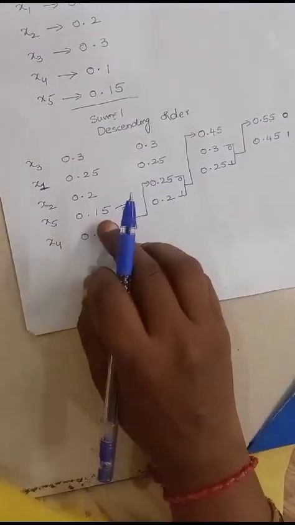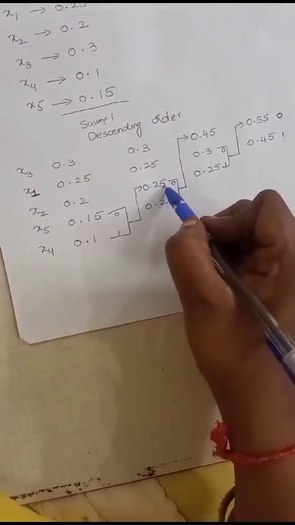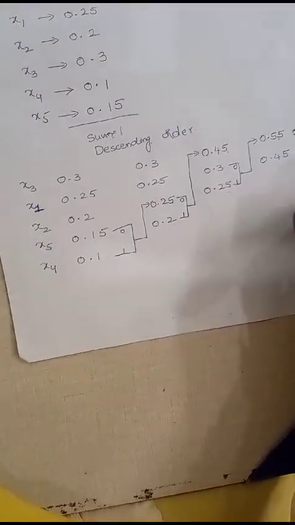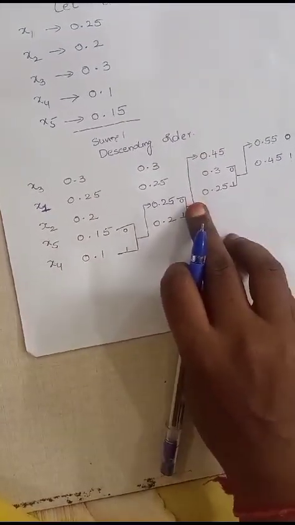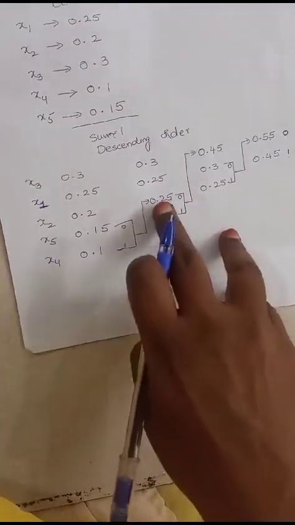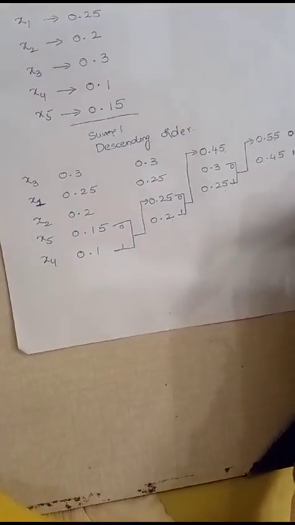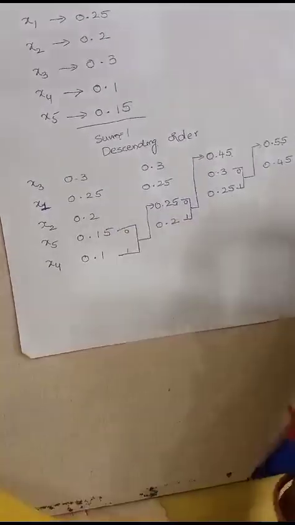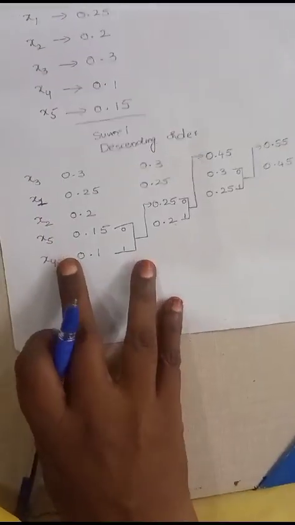Again 0.15, this 0.15 is contributing to 0.25, whereas this 0.25 is contributing to 0.45, where the code 1 is given to the 0.45. So first we write 1, and then we have to find for 0.15, that is contributing to 0 here. So 0 is the next bit. Then 0.25 is contributed by 0.15, which is assigned a code 0. So 100 is the code for x5.